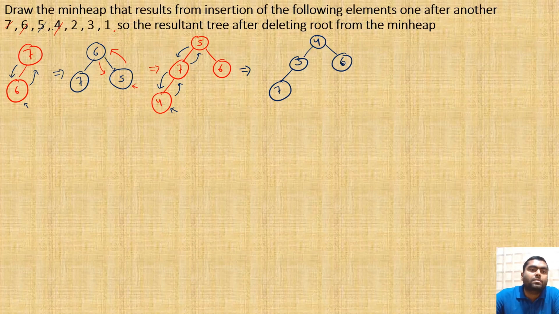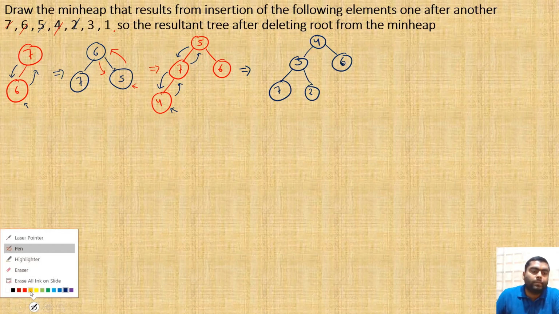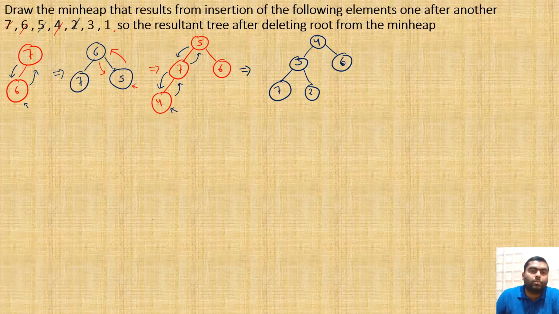Okay, now the next value is 2. So 2 over here, but again there is a problem. You have to maintain a min heap, so for a min heap the minimum value should be at the root. So there is a problem. So just go over there and over there. So 2 changes are required.